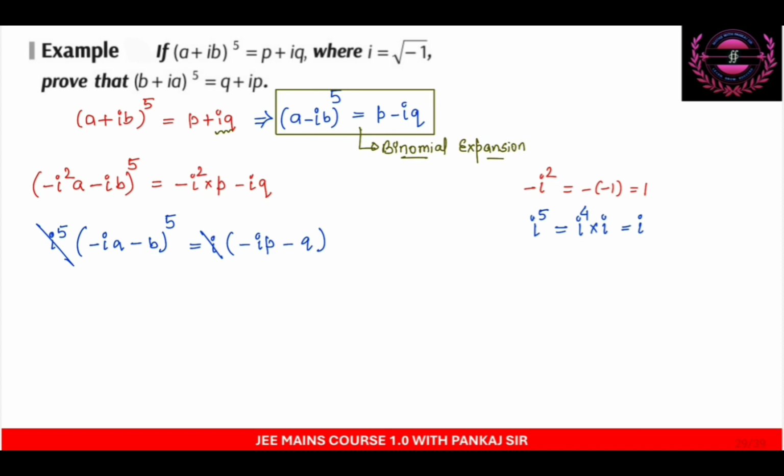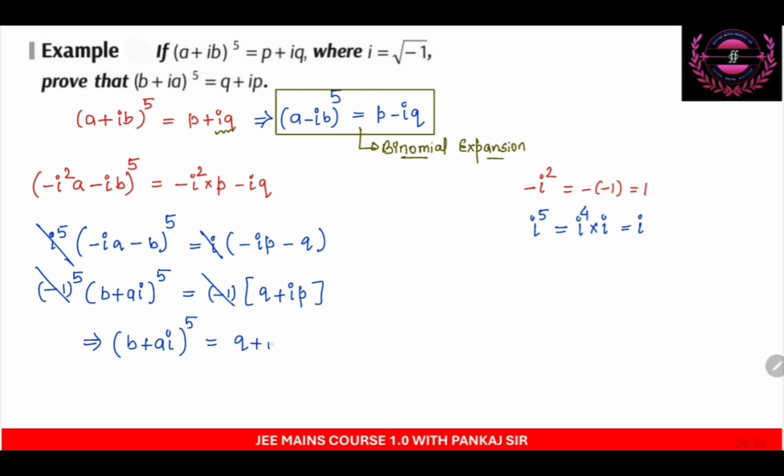So if we take minus 1 common from this equation, this becomes minus 1 raised to 5, and inside we are left with (b plus a iota) raised to 5, and on the right hand side as well, if I take minus 1 common, I have q plus iota p. So this cancels out, and I can write (b plus a iota) raised to 5 is q plus iota p. So this is the important property that you have to remember. Now let's move to the next question.